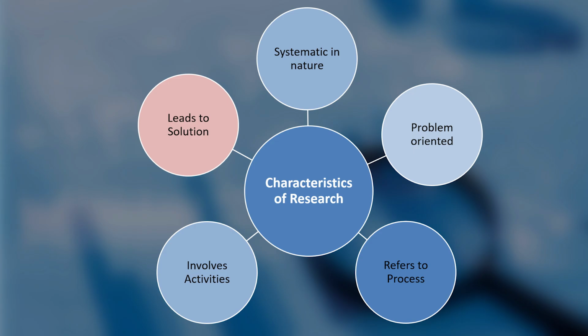And then it involves several activities. Several activities means you have to identify the topic, collect the data, analyze the data, write the report, summarize the findings, and test whether these findings were appropriate or not. Another thing is that the most important characteristic of research is that it leads to solutions. We get solutions to our day-to-day problems, or to the problem which we have identified in our discipline. So these were some of the characteristic features of conducting research.